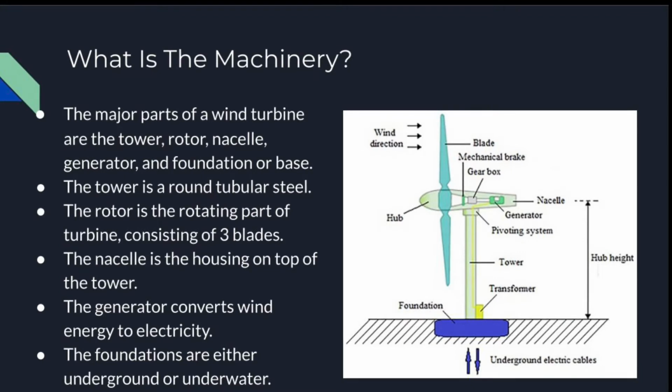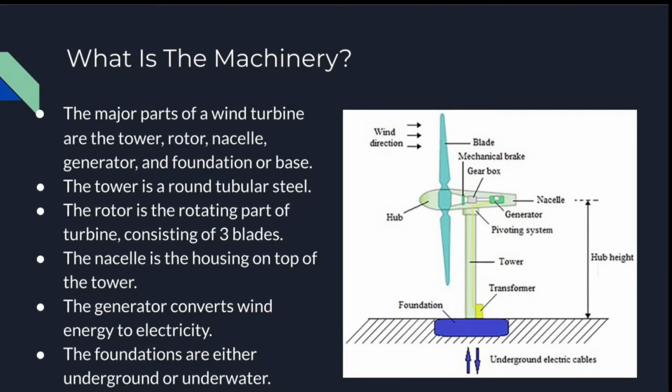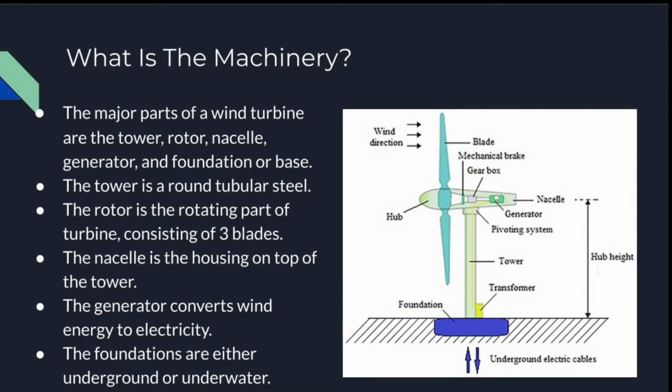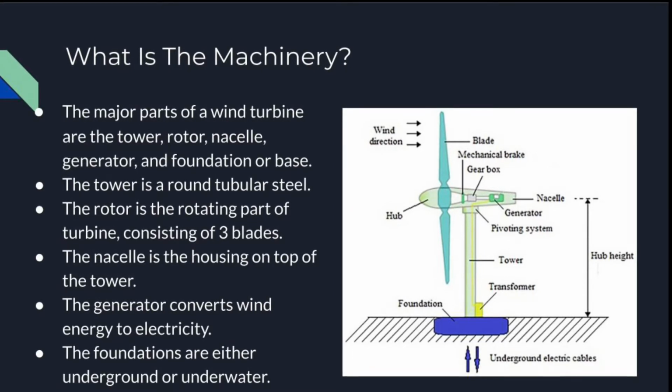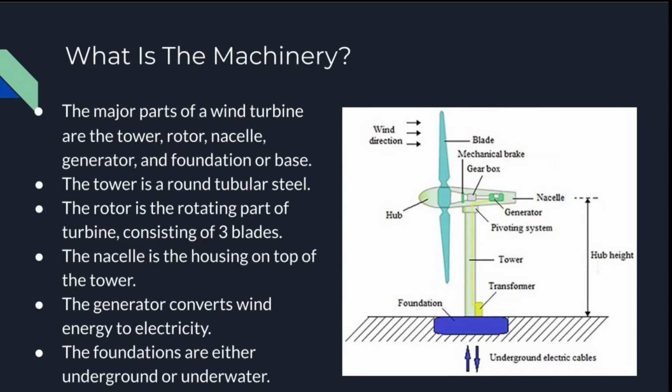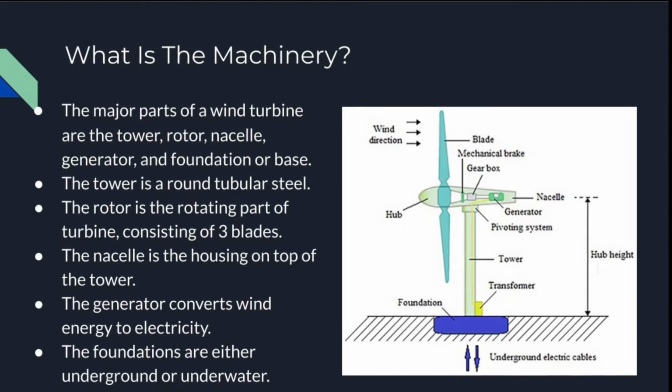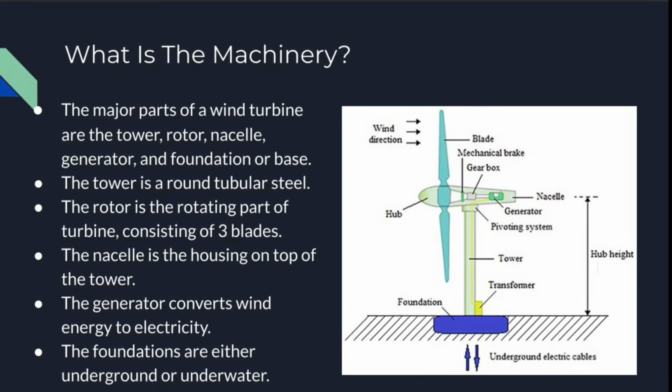What is the machinery? A wind turbine consists of 5 major and many auxiliary parts. The major parts are the tower, rotor, nacelle, generator, and foundation or base. Without all of these, a wind turbine cannot function.